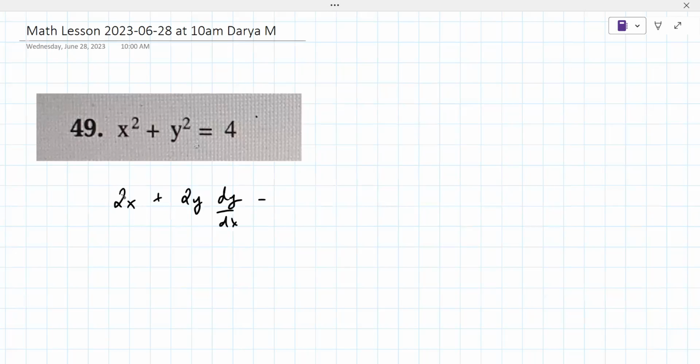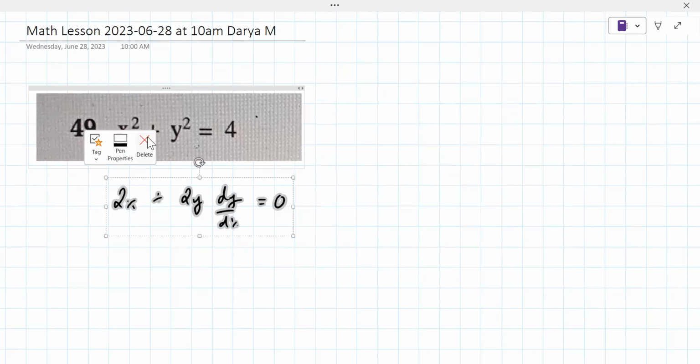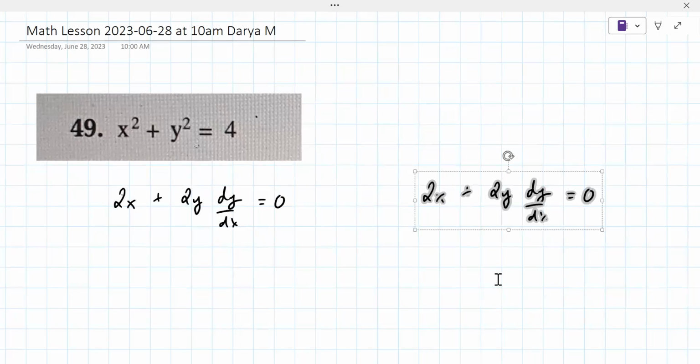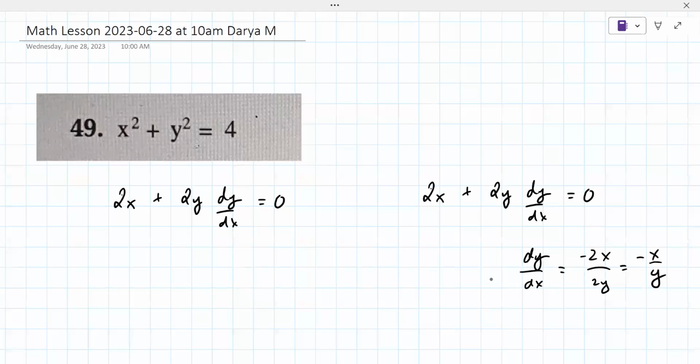dx equals 0. And what I suggested here is that a better way to do it, now that I'm not super tired, is to actually take this off to the side here and solve for dy/dx like we've been doing. So dy/dx ends up being minus 2x over 2y, which is minus x over y, like that.